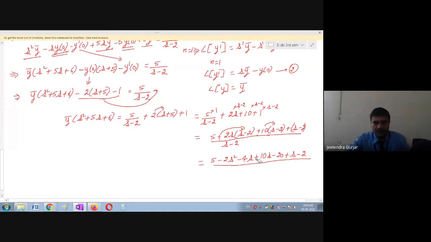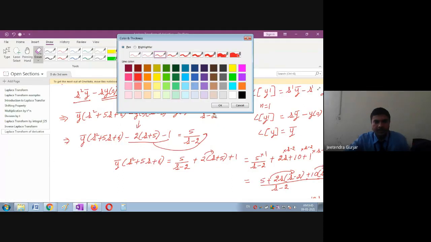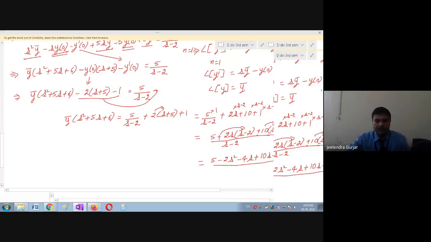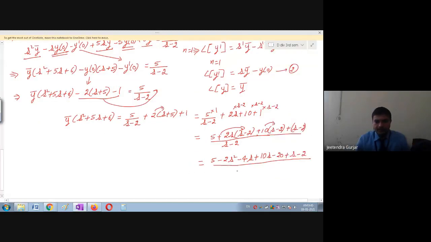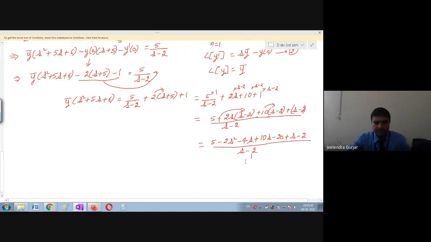Only this will change. 2s square minus 4s. So please be careful, students. Very important. Divided by s minus 2. Still, if you have any doubt, please ask me.